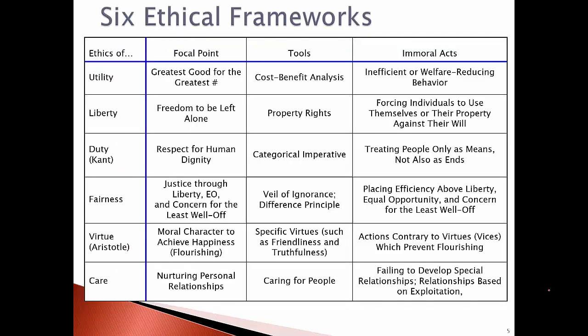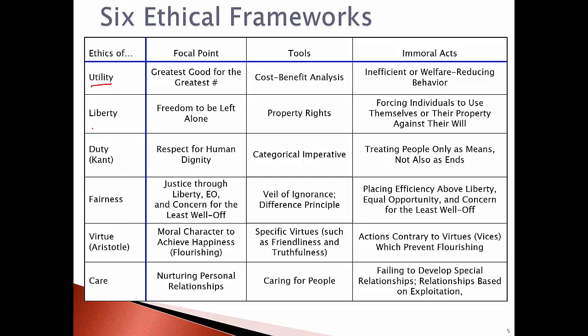There are 6 broad ethical frameworks we've talked about before. Utility, the greatest good for the greatest number. The tool that we use is cost-benefit analysis. Immoral acts are things that are inefficient or welfare-reducing behavior. That's one way of viewing things, and economists often spend a lot of their time in that school of ethics.